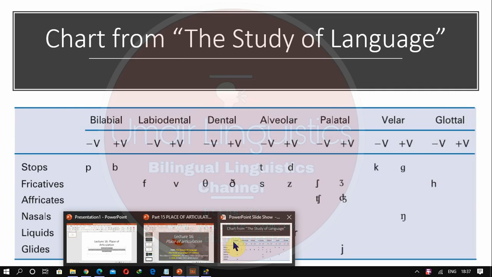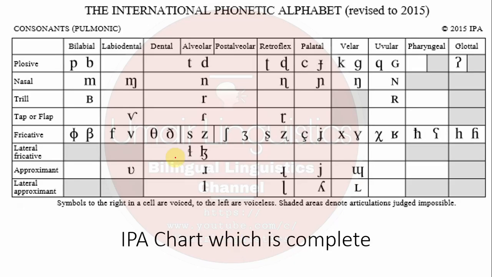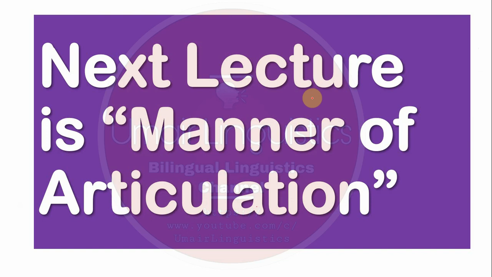Then this is the chart of IPA. There are many symbols which we usually discuss when we study phonetics in detail. This is all about today's lecture. The next lecture will be about manner of articulation. I hope you have understood it.